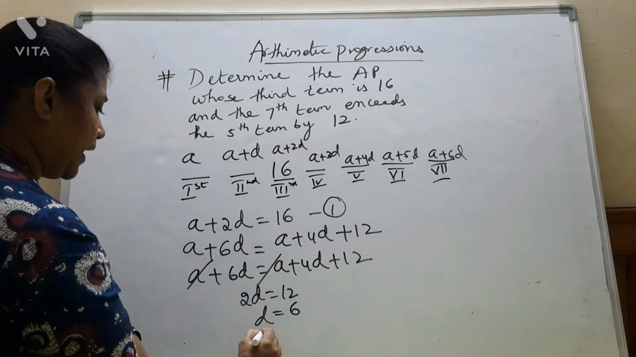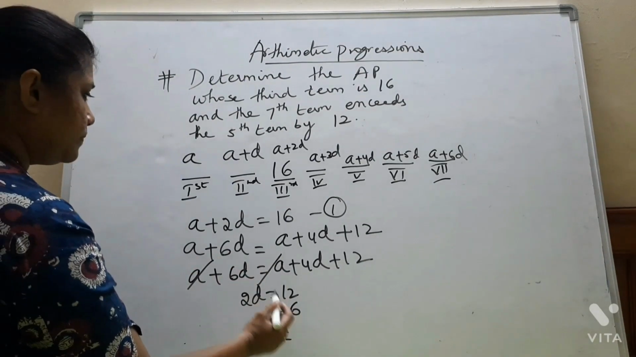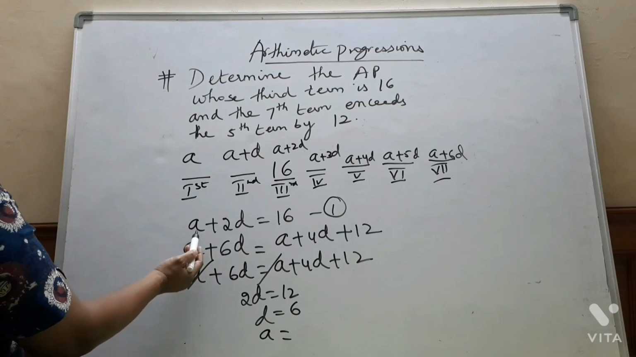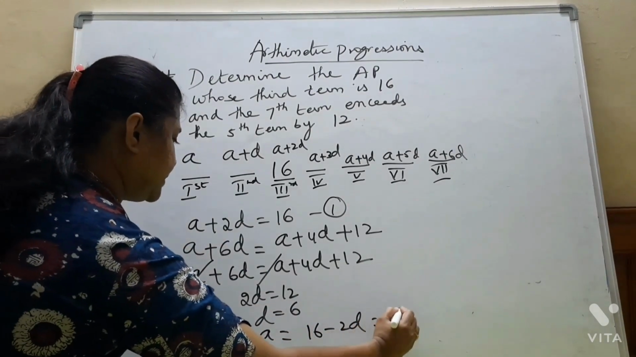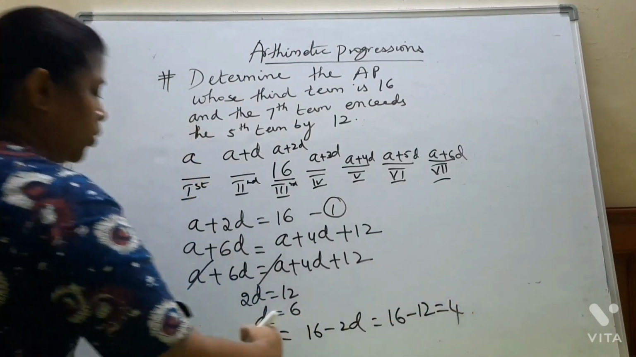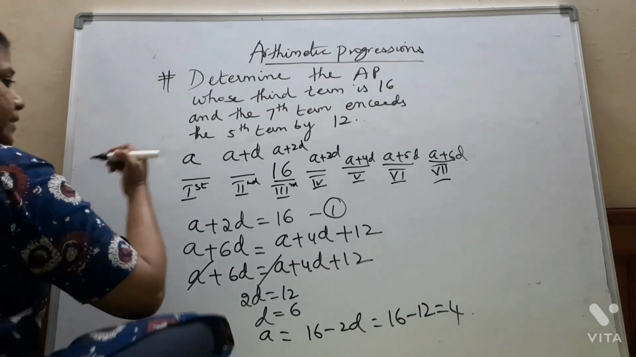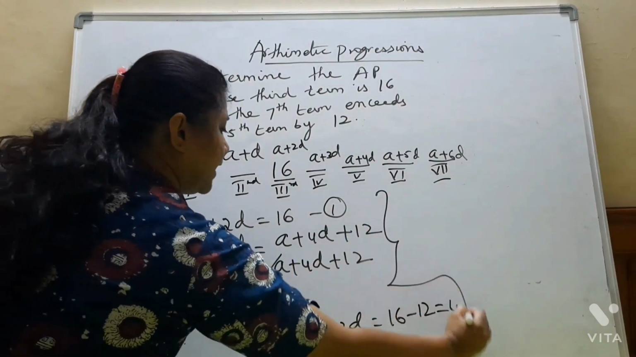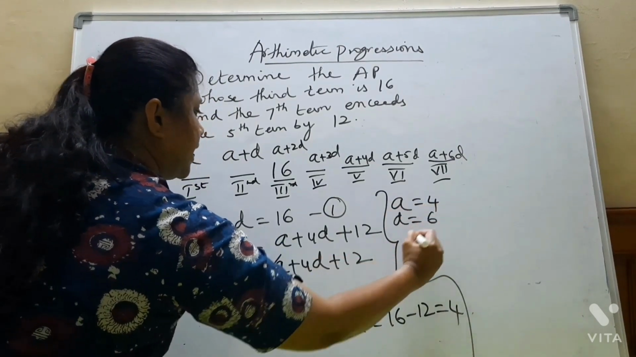So D is 6. And what is A? From here you can say, is it not? A is 16 minus 2D. That is 16 minus 12, which is 4. So A is equal to 4 and D is equal to 6. Is it not? So very simple now. You can easily write what is the arithmetic progression. A is equal to 4, D is equal to 6.